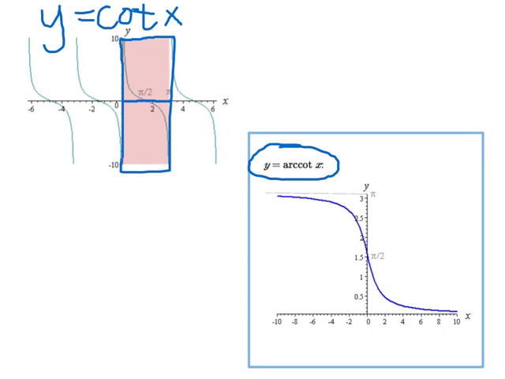So this graph has a domain of all real numbers from -infinity to +infinity, and it has a range going from 0 to pi.